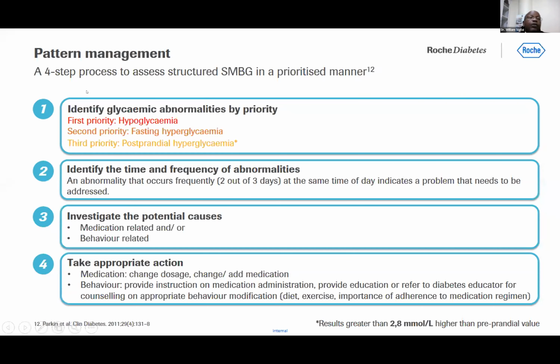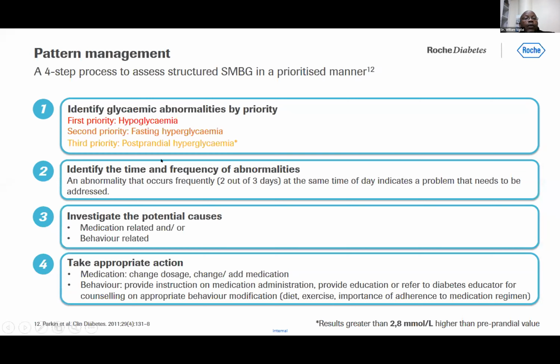So pattern management is a 4-step process to assess structured blood glucose management in a prioritized manner. Number 1 is to identify glycemic abnormalities by priority. The priority number 1 of all the diabetic abnormalities is hypoglycemia. We do not want people to have hypo. It happens, but it is undesirable. It is a barrier. It puts a barrier between you and the patient. The second priority is fasting high blood sugar. And then the third priority is to deal with postprandial hyperglycemia. So these are the 3 things.